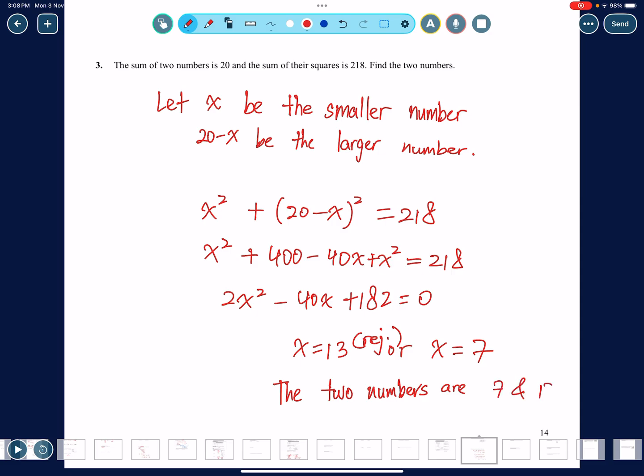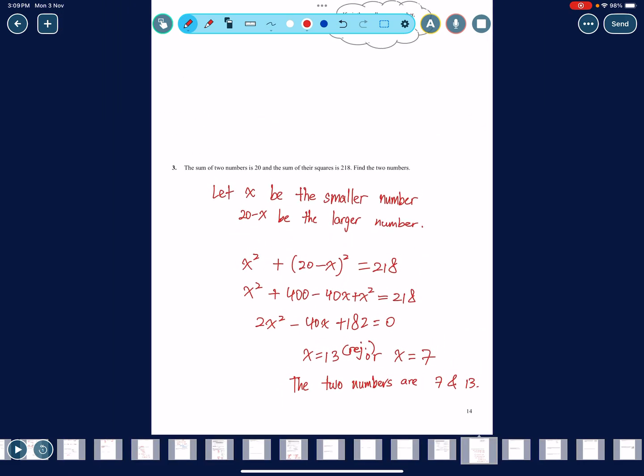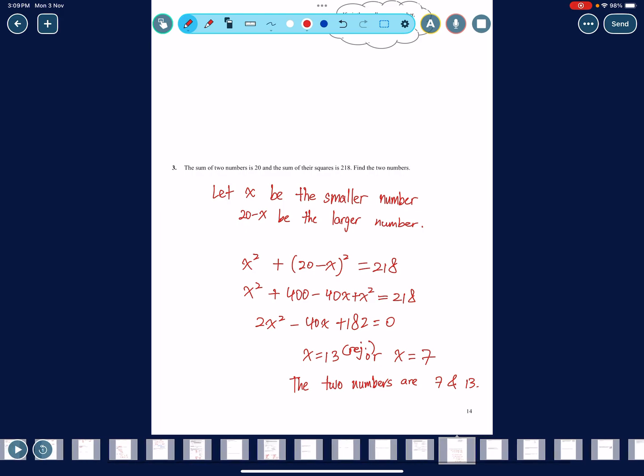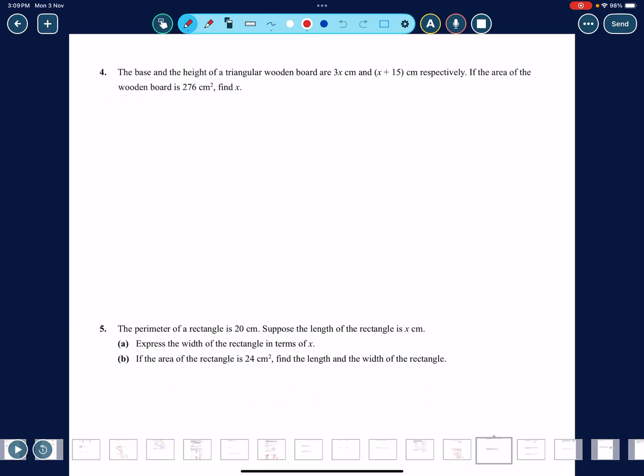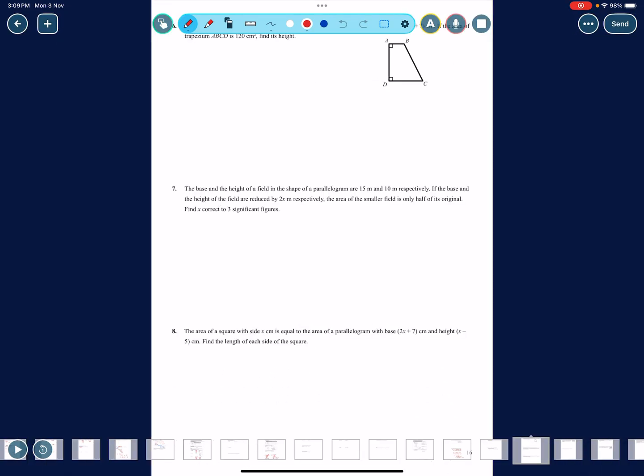So the numbers are 7 and 13. Now think about it. If it's 7, you do 20 minus 7, it's 13. If it's 13, you do 20 minus 13, that's 7. So basically the two numbers are always going to be 13 and 7. But because we make x the smaller number, x has to be 7, not 13. But your final answer has to be both of them though. Okay, any more that we can do?